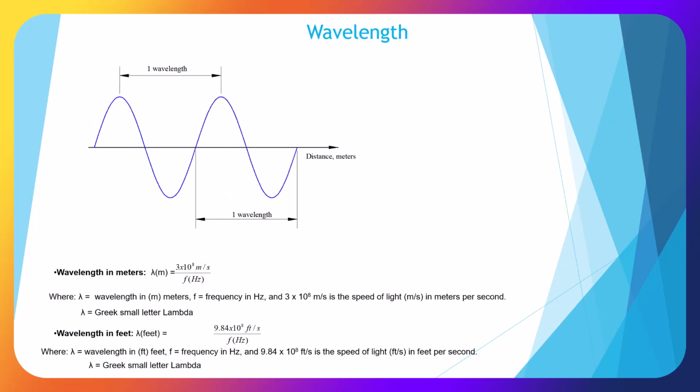Here I'm showing a sine wave, and this is where we're measuring wavelength. It's the same distance as a period, but instead of frequency, we're going to make it a distance. So our formulas are here for meters and here for feet, and that is for a wave in air.